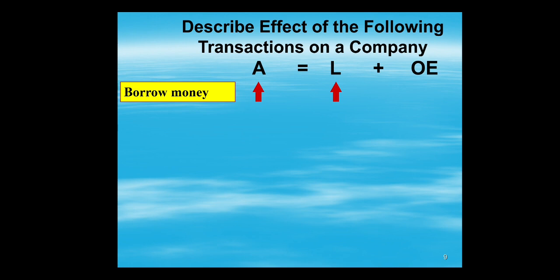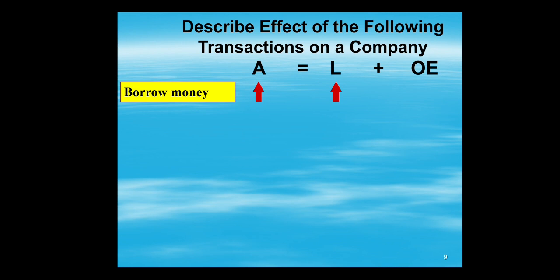When the business borrows money, the transaction is a borrowing transaction. The effect is that assets increase, for example by 5,000. The second effect is that liability increases. The liability is the bank loan or borrowings, 5,000. So that is the effect of that transaction on the accounting equation.